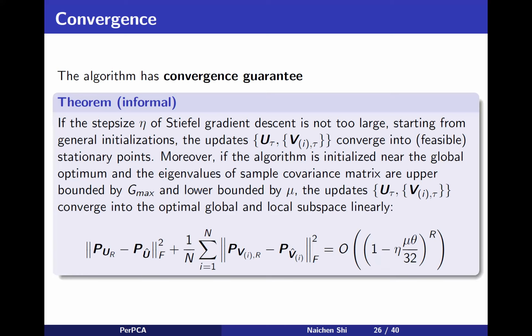Okay, the algorithm has a good convergence guarantee that says if it is initialized properly and the step size is chosen appropriately, the algorithm will converge to the ground truth, the optimal solution, at a linear rate. The rate depends on the step size, the minimum eigenvalue, and also on the misalignment parameter. One can see that when the misalignment parameter theta is larger, the algorithm actually converges faster.